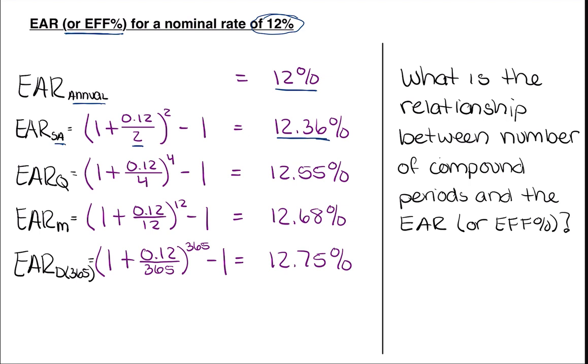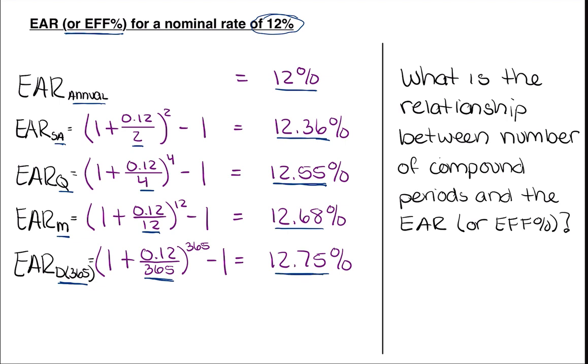If my compounding is quarterly, which means it's 4 times a year, my effective rate is 12.55%. Monthly, 12 compounding periods, so my rate is 12.68%. Daily, using 365 days, that's how many compounding periods there are, with an effective annual rate of 12.75%.